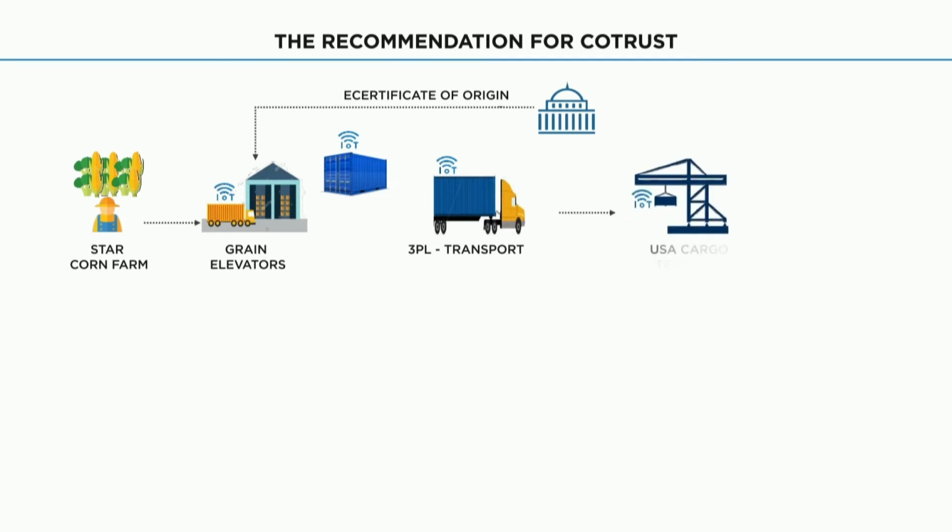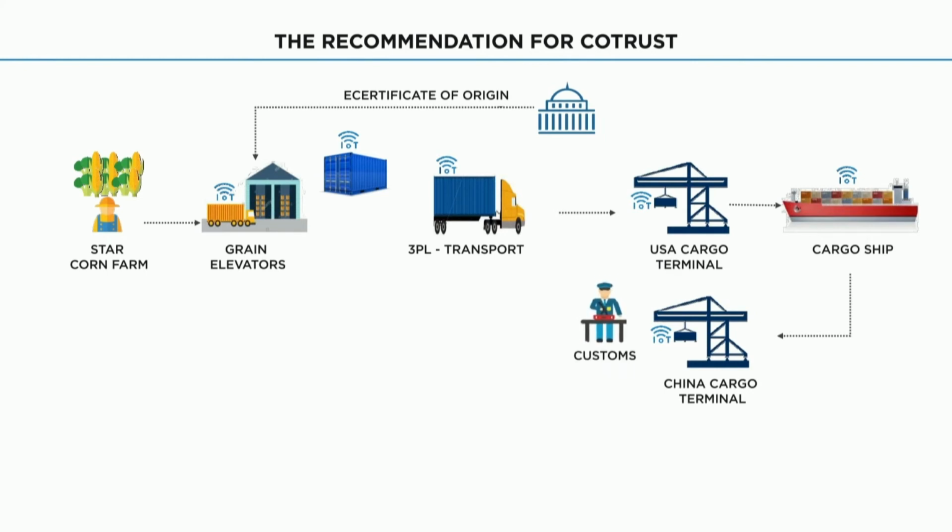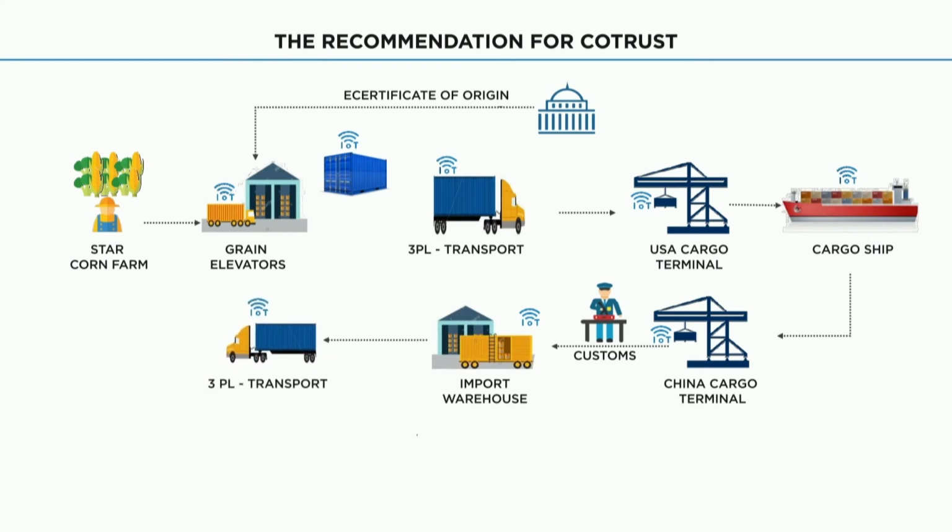Transport of the container to the cargo terminal and onto a cargo ship are captured on the blockchain. The ship's progress and arrival at the cargo terminal in China is also captured. Customs officials access and verify digital shipping documents on the blockchain. Transport of the shipping container from the import warehouse to Acme's processing plant is captured. While in transit, a single query of the blockchain is all it takes to find out where the shipment is, no matter what truck, train, ship, or warehouse the shipment is sitting in.